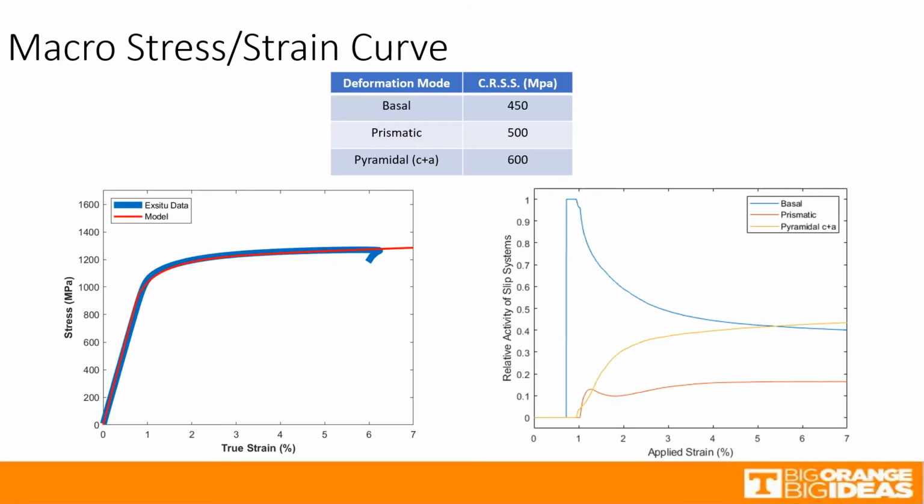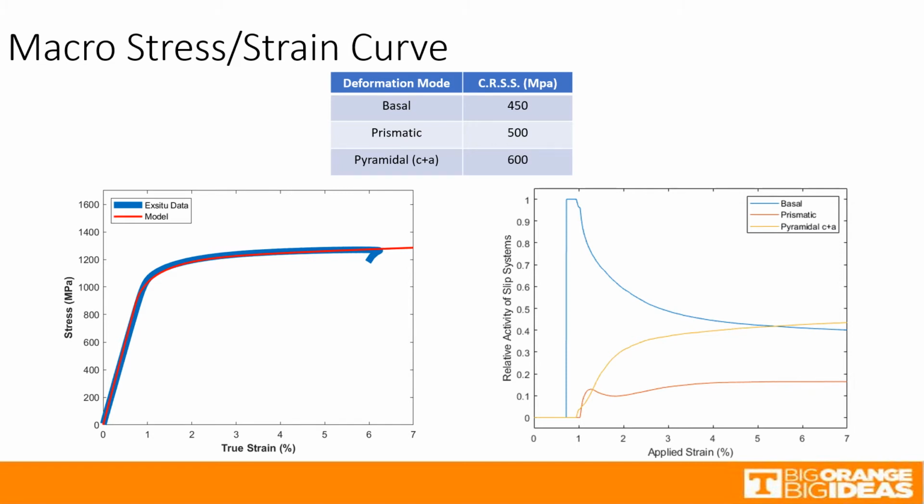As you can see, the overall fit of the model to the experimental stress strain curve is good. However, there is a slight discrepancy between the two in the yielding region. The table shows the critical resolved shear stress values at which each deformation mode is set to activate. This roughly indicates the order and at what macro stress each mode should deform.